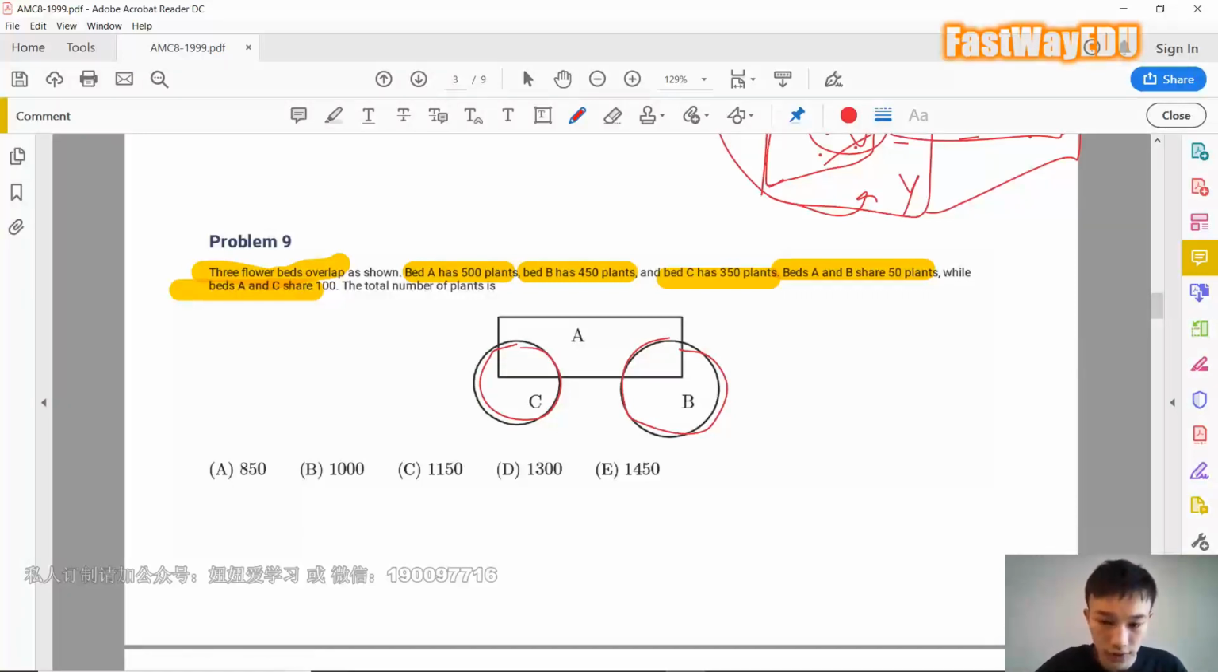So beds A and B share 50, so we know that this overlapping region is 50. Beds A and C share 100, so we know the overlapping region for A and C is 100. Now, let's calculate the rest.